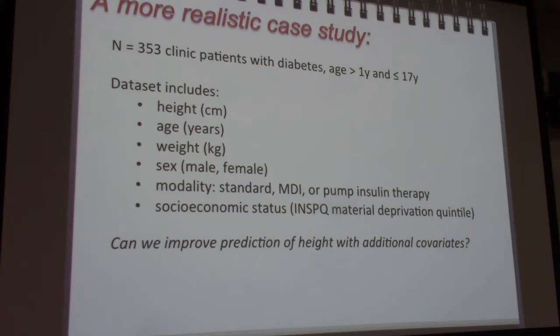So then we ask ourselves, can we do a better job by adding more predictors? And our data set includes additional predictors. We have height and age that we've looked at, we have weight, we have sex, and these are patients with diabetes, so we have their treatment modality, whether they're on standard insulin therapy, multiple daily injections, such as 4 or 5 injections a day, or pump therapy. We also have their census-based socioeconomic status or material deprivation quintile. And the question becomes, well, can I improve the fit? So this is a more realistic case study.